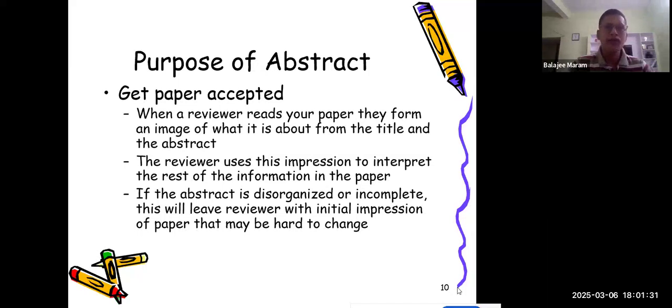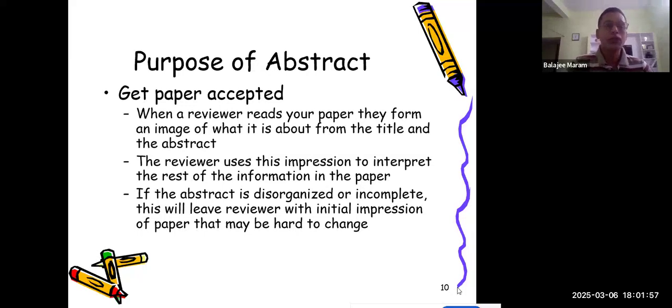So after submission, we are waiting for acceptance from the reviewer or the journal editor. In such a scenario, the first point is to get the paper accepted. Means our paper should be reviewed and accepted by the international reviewers and editors.